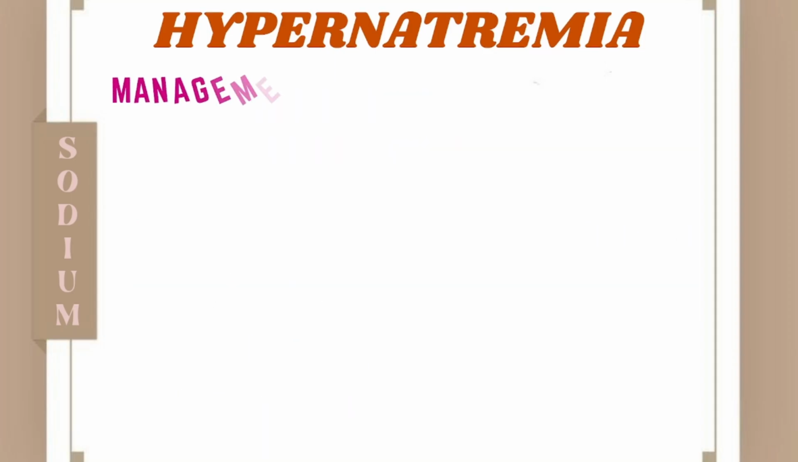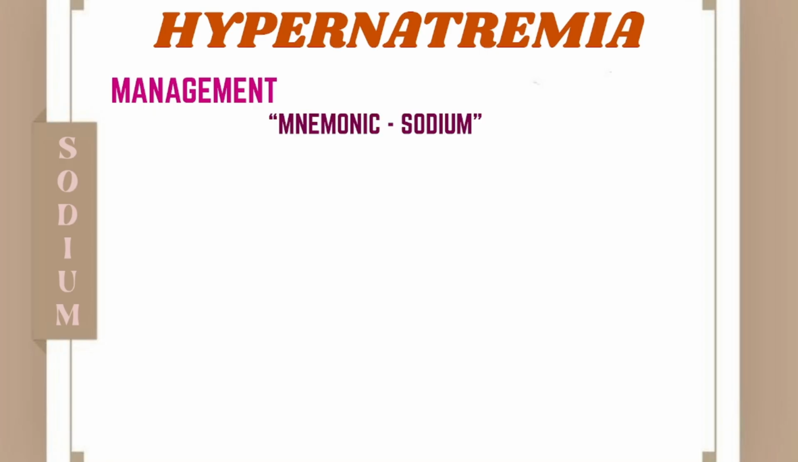Now we will discuss the management. If these signs and symptoms are occurring in the patient, then how do we manage this condition. The mnemonic for hypernatremia management is SODIUM. Hypernatremia is an imbalance of the sodium electrolyte, so the management mnemonic is sodium. Very easy to remember. S stands for sodium intake restricted. In this condition, there is excess of sodium, so we have to restrict the sodium intake.